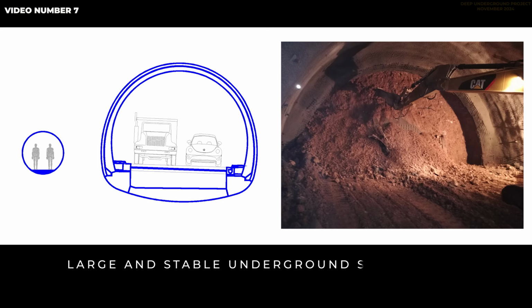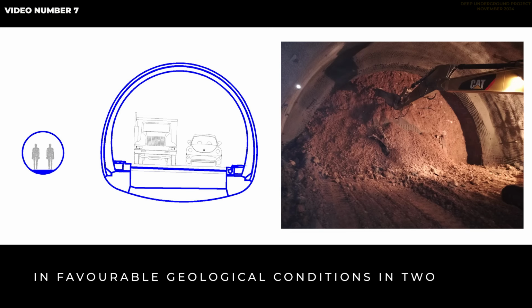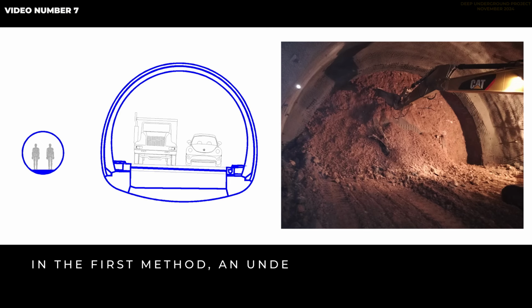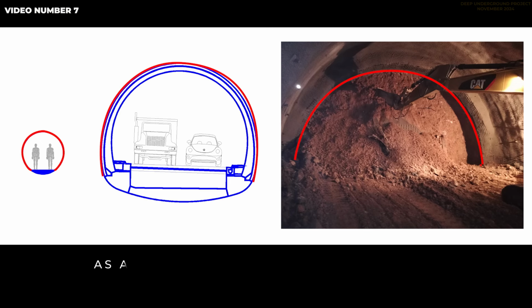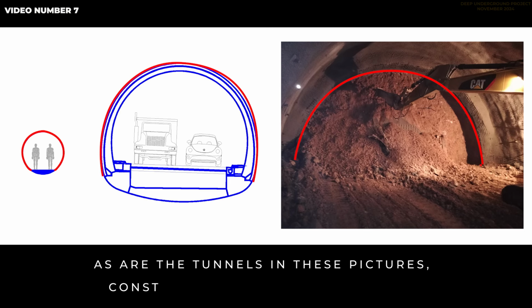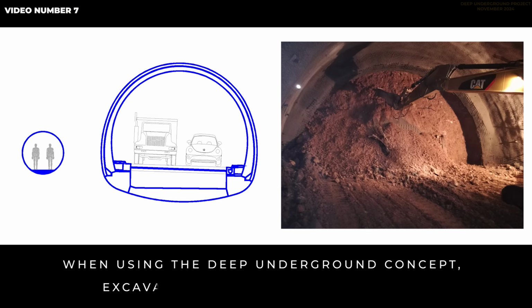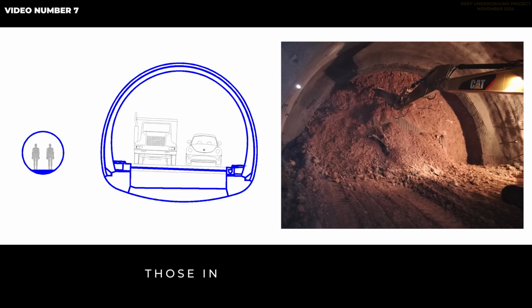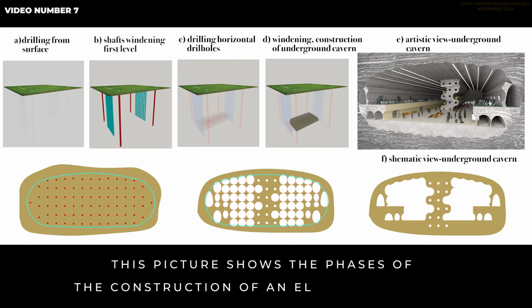Large and stable underground structures can be constructed in favorable geological conditions in two ways. In the first method, an underground structure of a circular or elliptic shape is constructed, as are the tunnels in these pictures, constructed in a traditional way. When using the deep underground concept, excavation phases should look like those in the next picture. This picture shows the phases of the construction of an elliptical cavern.